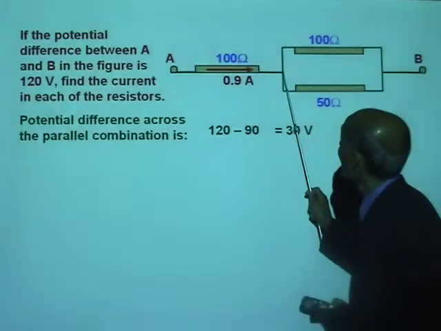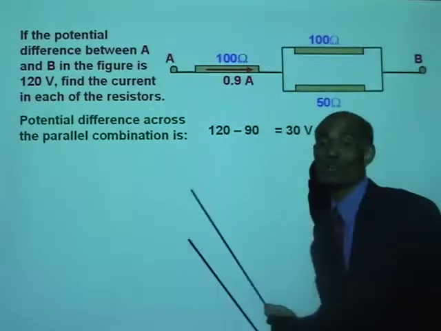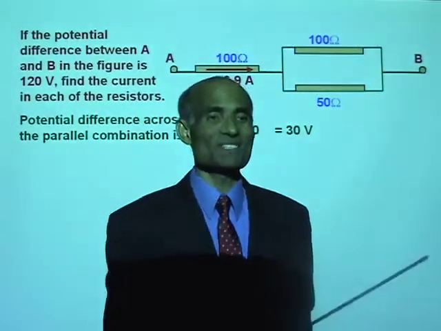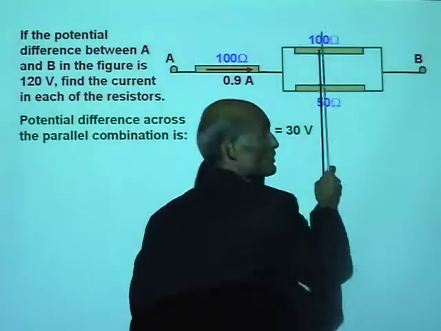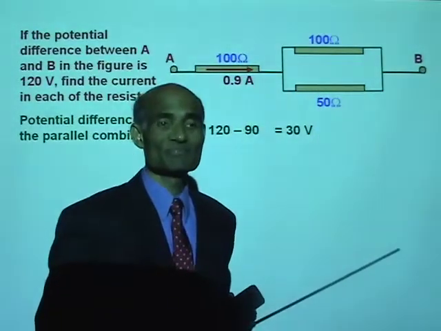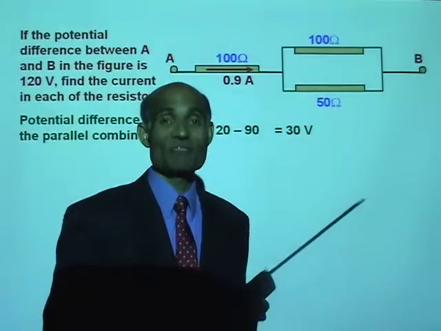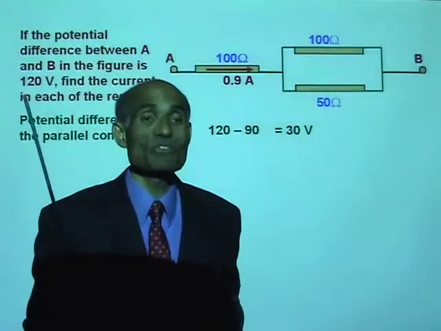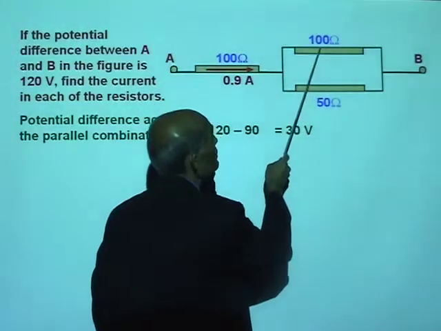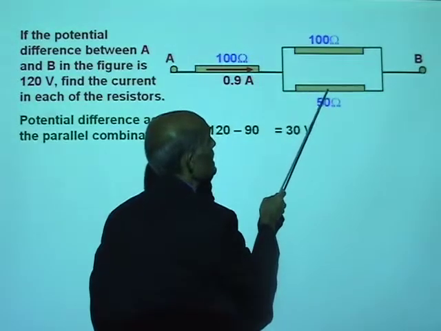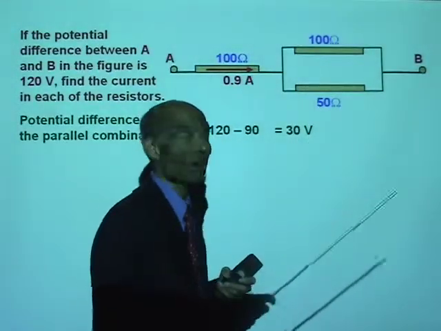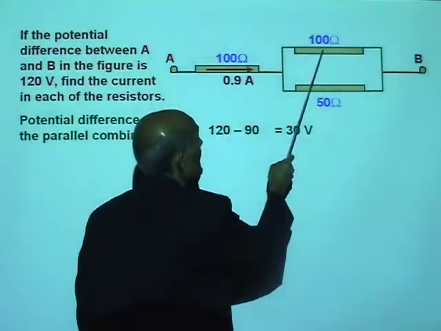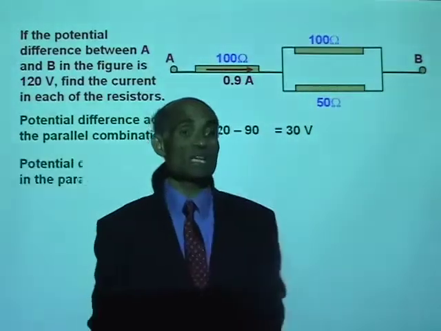Well, if 30 volt is the potential difference across the parallel combination, what is the potential difference across each of those resistors? What is the potential difference across the 100 ohm? Well, if resistors are connected in parallel, they will have the same potential difference, and that means the potential difference across the 100 ohm is the same as the potential difference across the 50 ohm, which is equal to 30 volt. Now, we can use that to find the current in each of these.